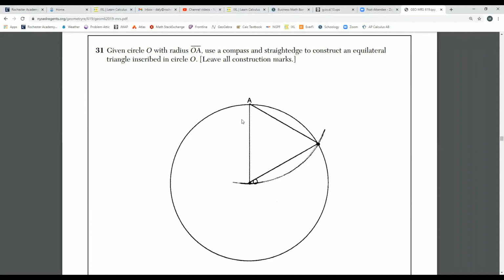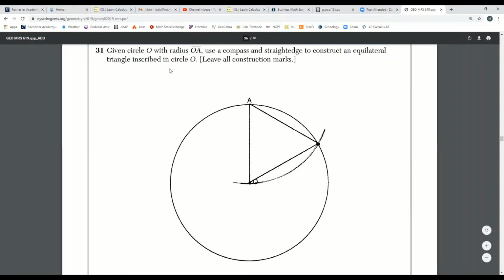Is this an equilateral triangle? Yes, it is. Because if we drew out that hexagon, it would be clear that all three sides have the same length. These are both radiuses, and these two are the same length because we swept out the compass with them. So it's definitely an equilateral triangle. Is it inscribed in circle O? Remember, inscribed means that all three vertices of the triangle are on the boundary of the circle. And O is the center of the circle. It's not on the boundary of the circle.